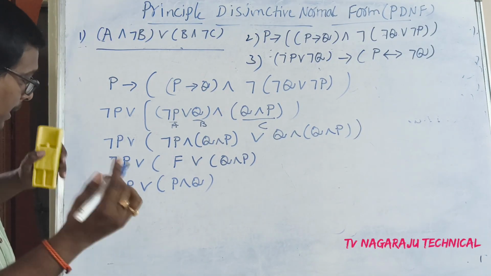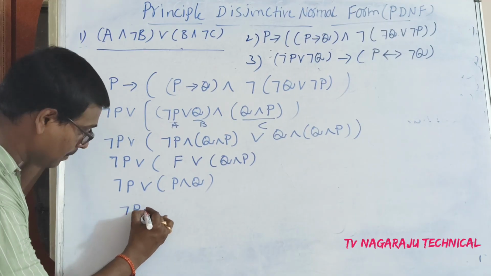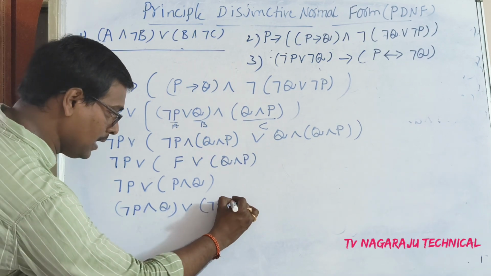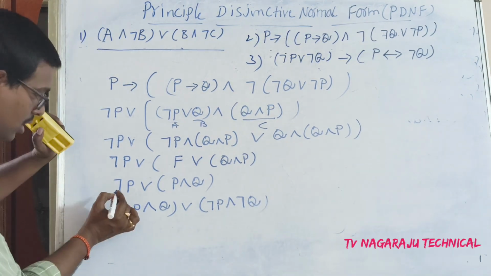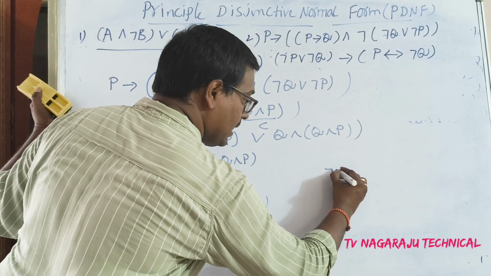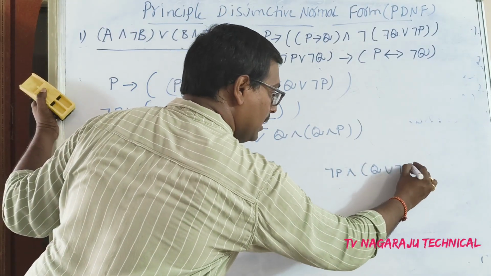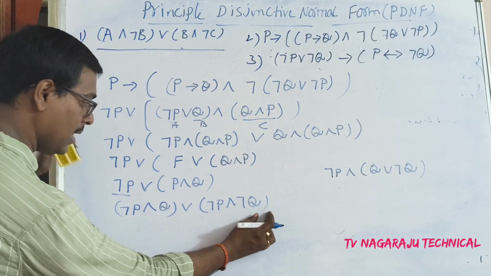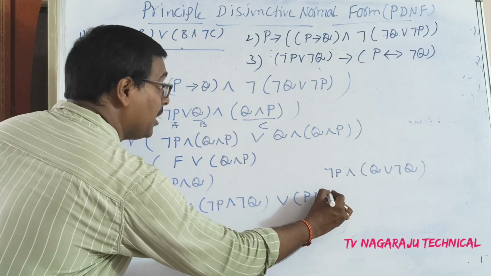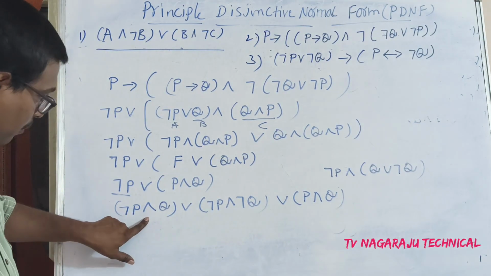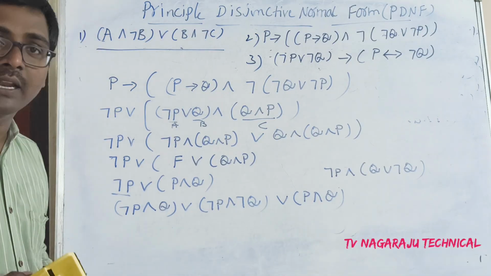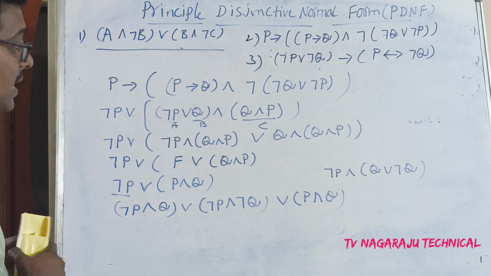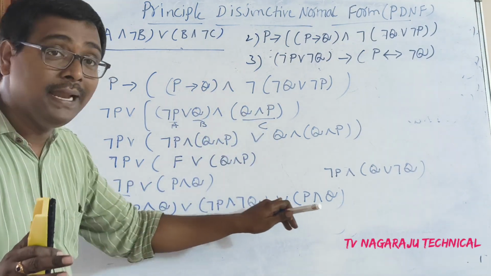Now to convert into PDNF, what we are doing? For negation P, AND with Q or negation Q. So negation P and Q or negation P and negation Q, or P and Q. Now observe here, each product term contains all the literals. Clear? This is my second example, PDNF.